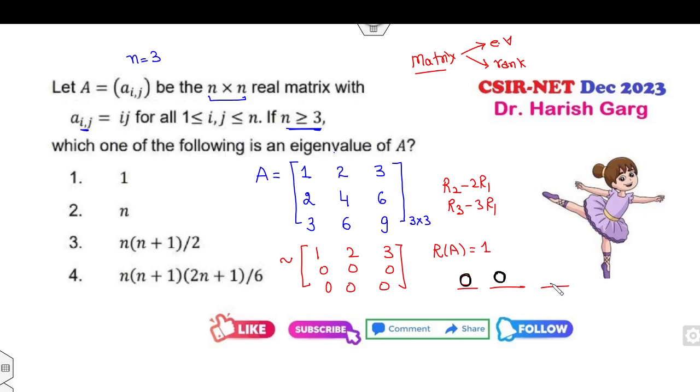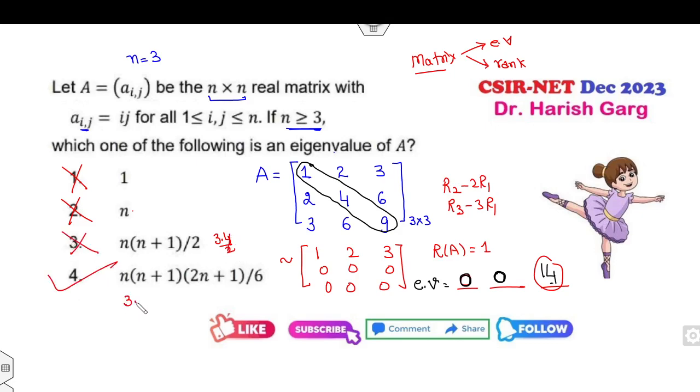Can you find the third eigenvalue? The third eigenvalue you can find from the trace. So what is the trace? Trace is 14. Now look at the options. Option 1 cancels. N is 3 because I need 14 as the answer. Is it 3 by 4 by 2? That's the option left. You can check that: 3, 4, 3 into 6 into 7 divided by 6 is 14. So the fourth option is the correct answer.